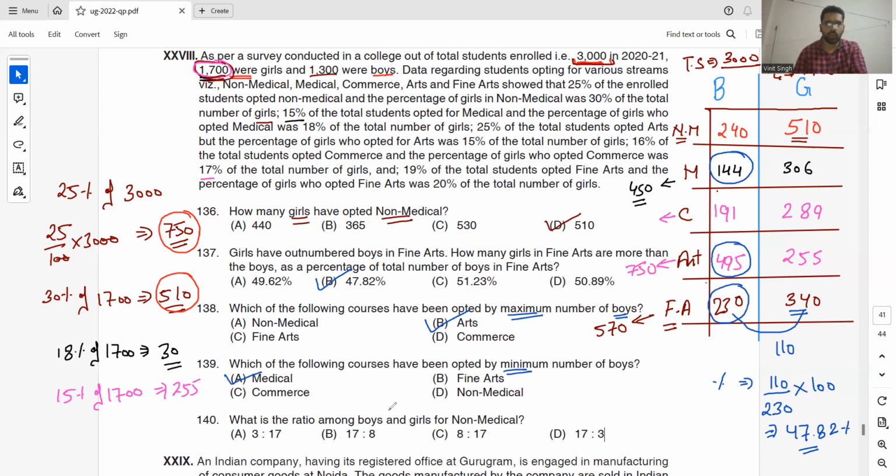What's the ratio of boys and girls in non-medical? Here is non-medical. Boys are 240 and girls are 510. So the ratio is 240 upon 510, divided by 3, 80 upon 170, so the ratio will be 8 upon 17.